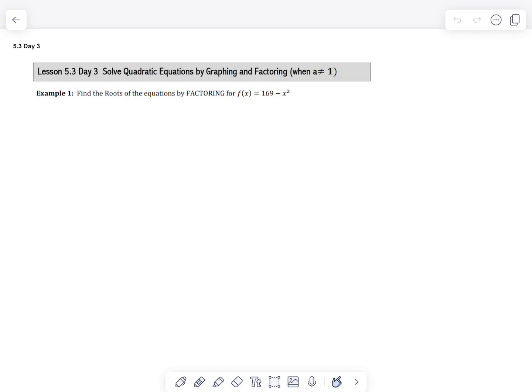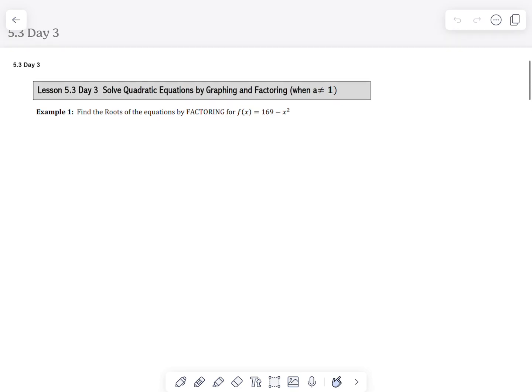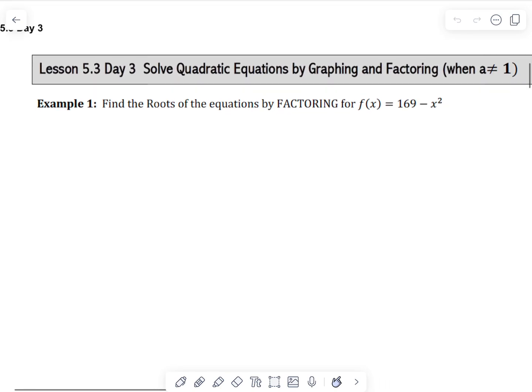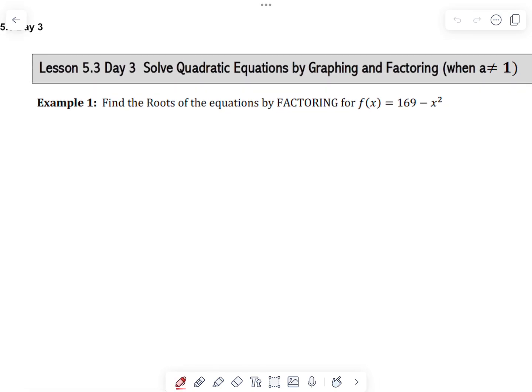All right, this lesson is on solving quadratic equations. Example 1 says, find the roots of the equation by factoring. So we're going to go ahead and set the function equal to 0. Then we're going to go ahead and factor it. And this we can factor by the difference of two squares.